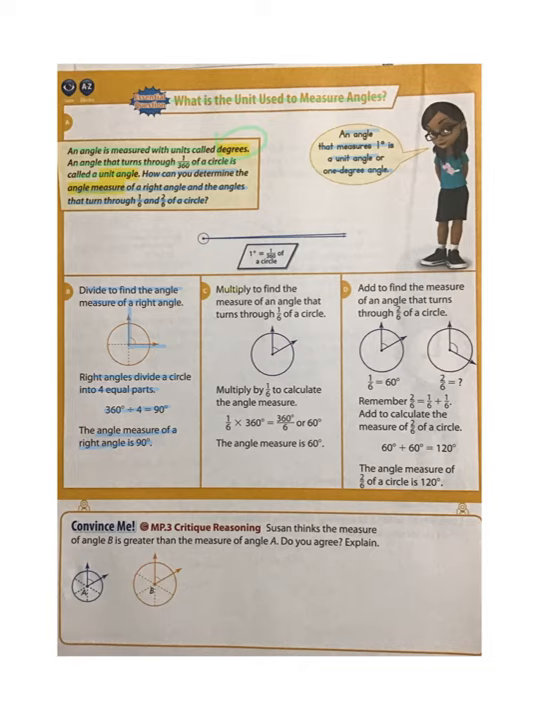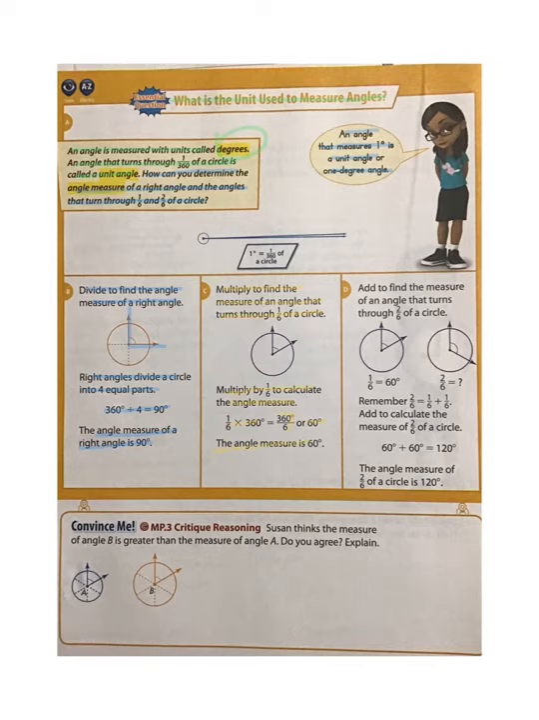It says we have to multiply to find the measure of an angle that turns through 1/6 of a circle. So we're going to multiply by 1/6 to calculate the angle measure. And when we're multiplying by a fraction, we're actually dividing. So we're going to do 1/6 times 360. And 360, as a fraction, would be 360 over 1. So when we multiply, we get 360 degrees over 6. And then we just divide and get 60 degrees. So the angle measure is 60 degrees.